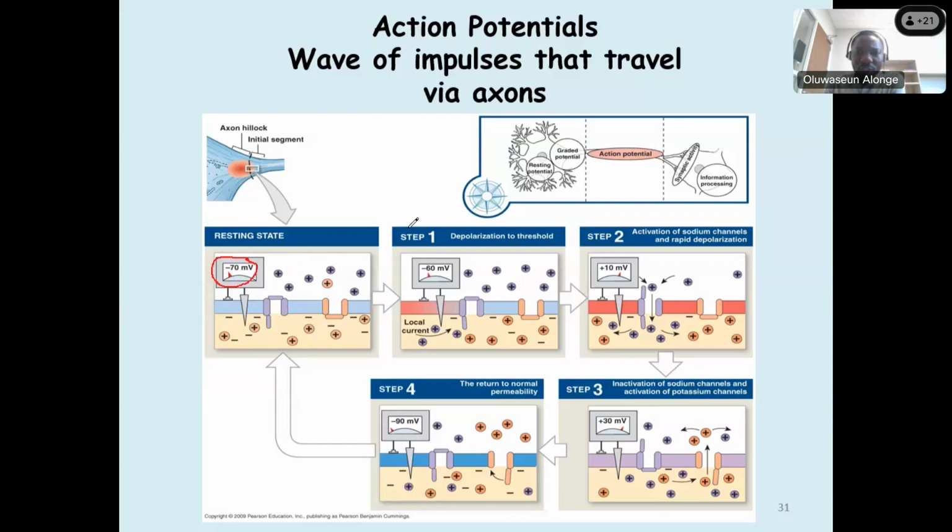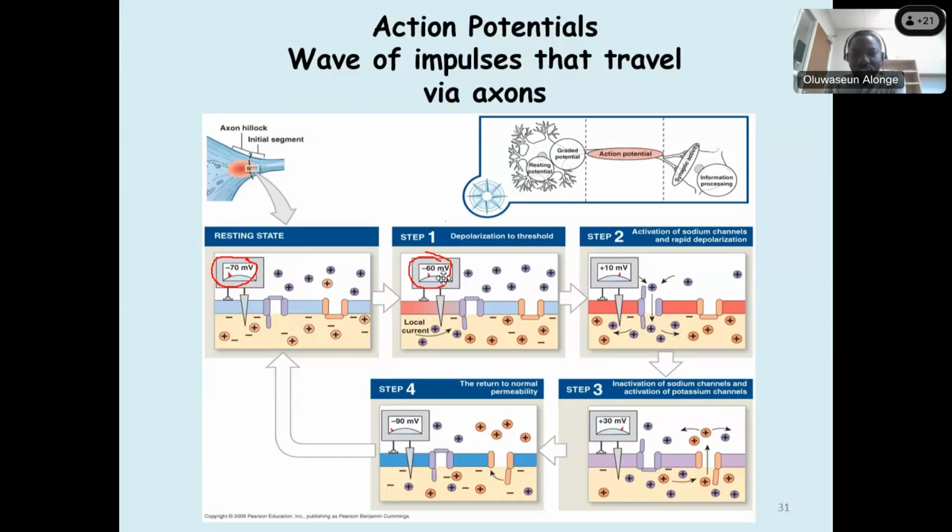Now, stimulus is applied. The moment stimulus is applied in step 1, what do you notice? The membrane is no longer at rest. It has reached negative 60, and negative 60 is threshold. Once the threshold is reached, what is going to happen at that point?